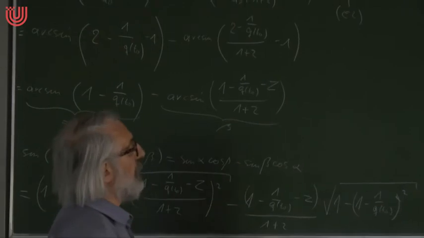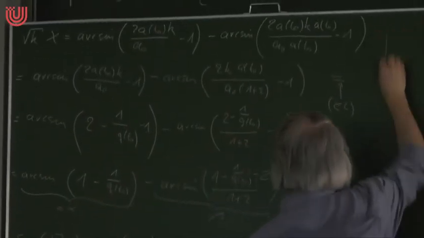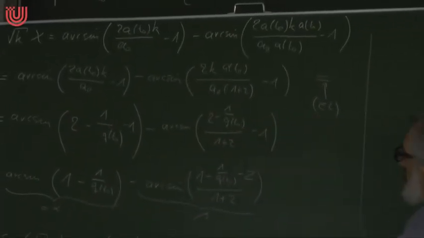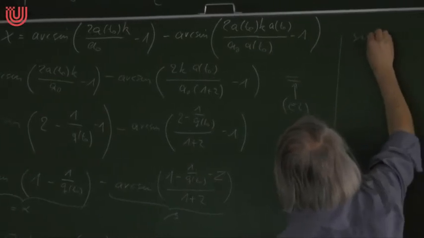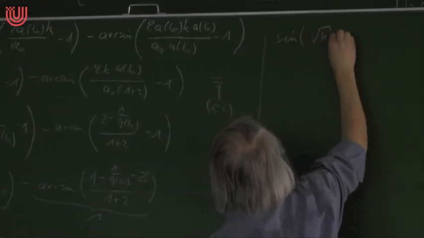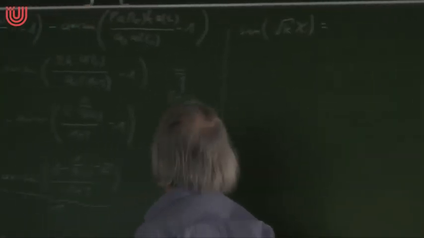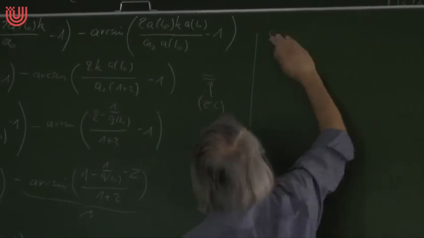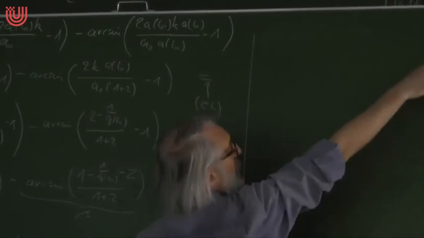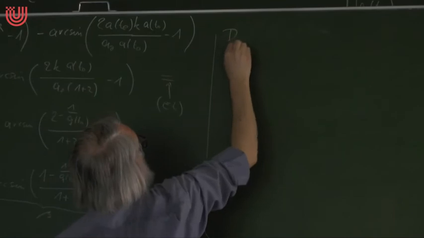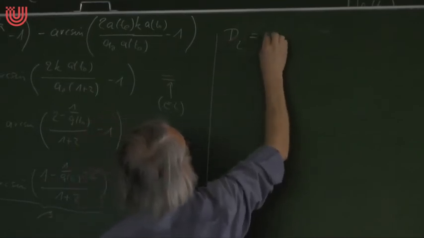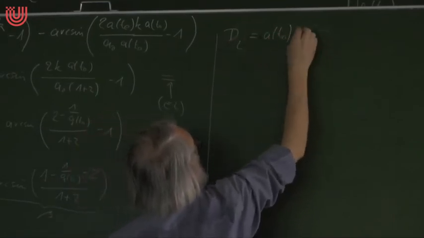Well, and now we are on a good way. Everything looks fine, and I think we will have the result soon on the board. So, can we simplify this a little bit? Well, I think I calculate the expression which we actually want to have, namely the d_L. The d_L is a of t_o, 1 plus z.